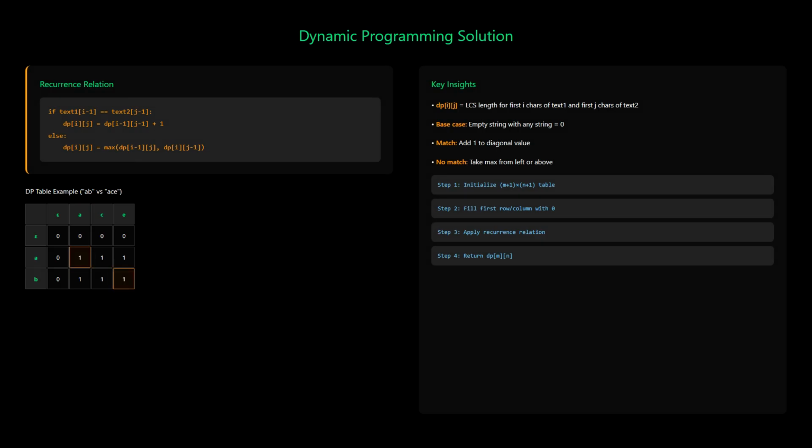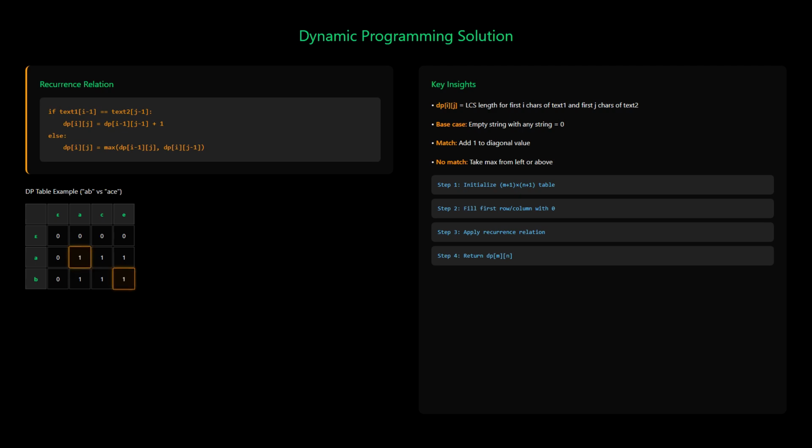Now let's solve this efficiently using dynamic programming. The key insight is that this problem has optimal substructure and overlapping subproblems. We can break down the problem as follows. If the current characters of both strings match, then the LCS length is 1 plus the LCS of the remaining parts of both strings. If they don't match, then the LCS is the maximum of either excluding the current character from the first string or excluding it from the second string.